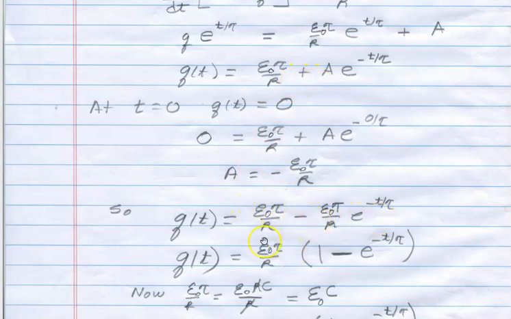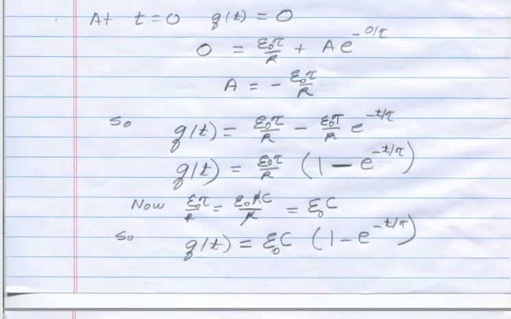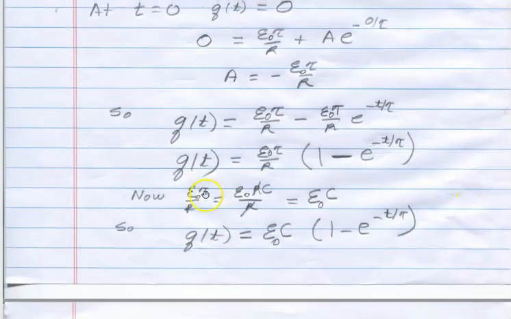It's got a common factor that I can factor out. And then I can do a little bit of cleanup. This e tau over R, well remember tau, the time constant, is just R times C, and so these R's go out and I get E naught C. And so q of t is just this expression here.